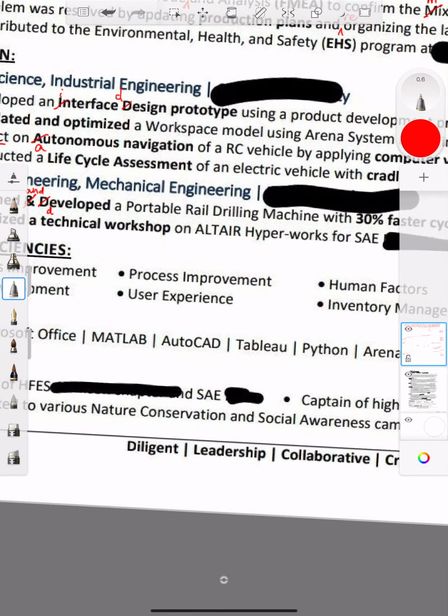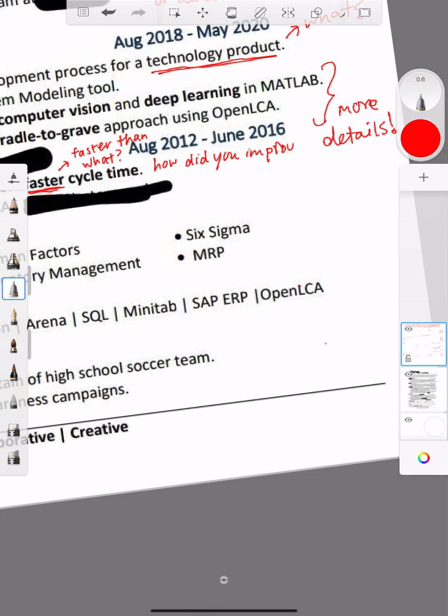Faster than what? Designed and developed faster than what? How did you improve it? Tools. What tools did you use?